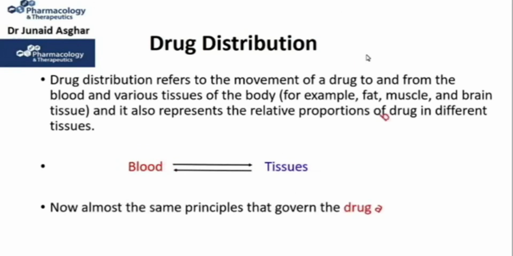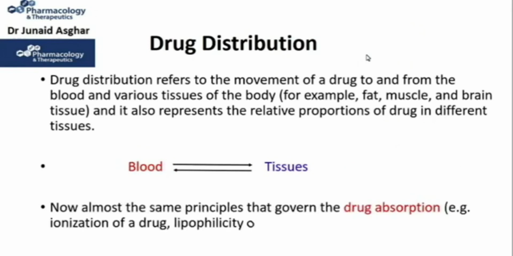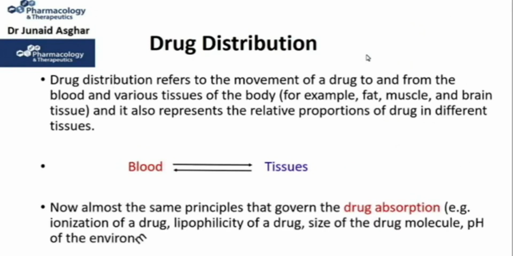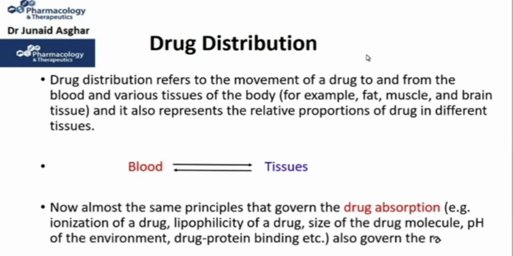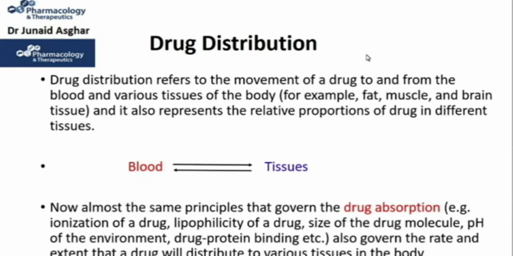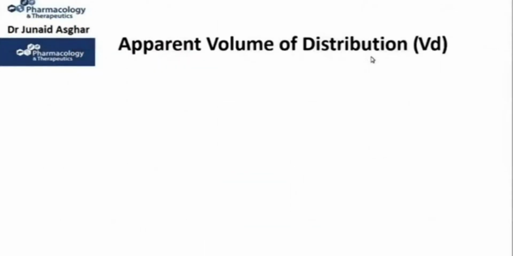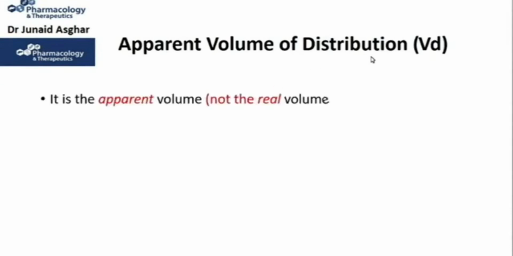Now, almost the same principles that govern the drug absorption, for example, ionization of a drug, lipophilicity of a drug, size of the drug molecule, pH of the environment, and drug-protein binding, etc., also govern the rate and extent that a drug will distribute to the various tissues in the body. So let's jump straight into today's topic, apparent volume of distribution, or VD.